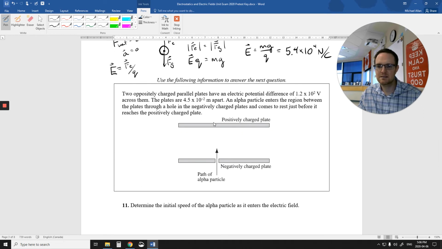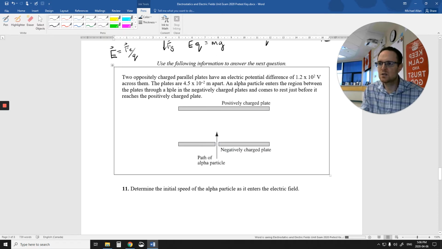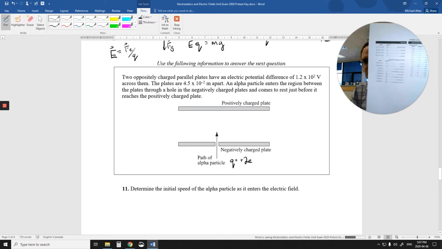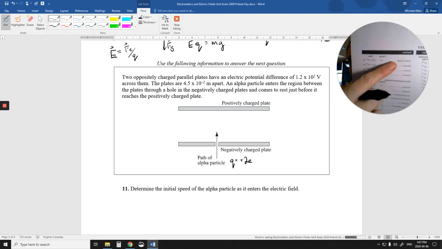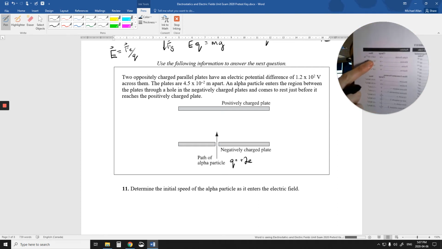Let me just save this. 2 seconds here. Okay, so 2 oppositely charged parallel plates you can see here, and an alpha particle is traveling between these two. Now, what we know about an alpha particle is that it is a positively charged object. It's positively charged by 2 elementary charges. You can find that on the formula sheet. Sorry if this is backwards, but right here at the top here, I can go a little bit closer. My alpha particle is 2e, and I also know the mass here.